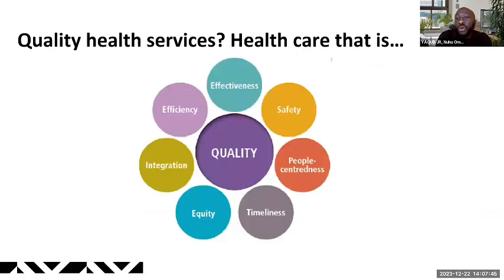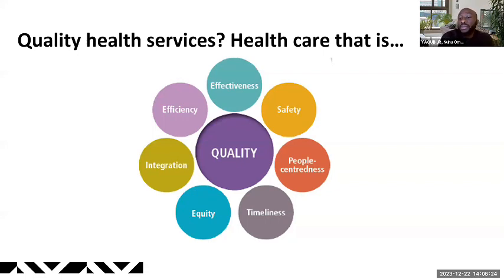Now, what is quality of care? Health services are said to be of good quality when they are effective, providing evidence-based care to those who need it. They are safe, in that there is no harm when you receive the care, and people-centered, providing care that responds to individual preferences. So it's not care that is designed somewhere else in another city. It's care that is localized to the needs of the people.